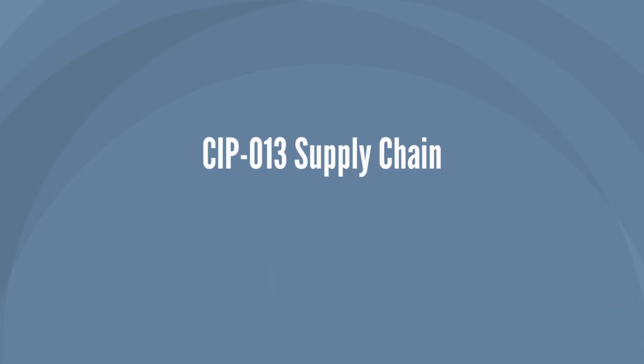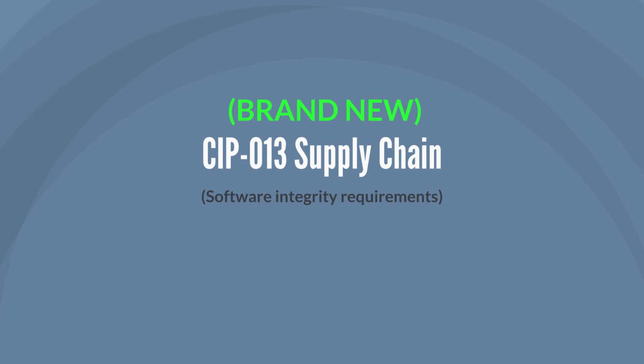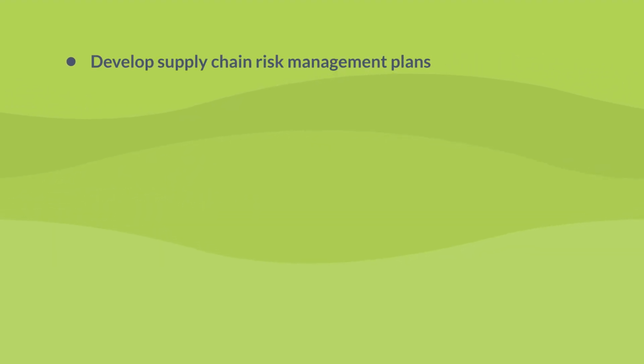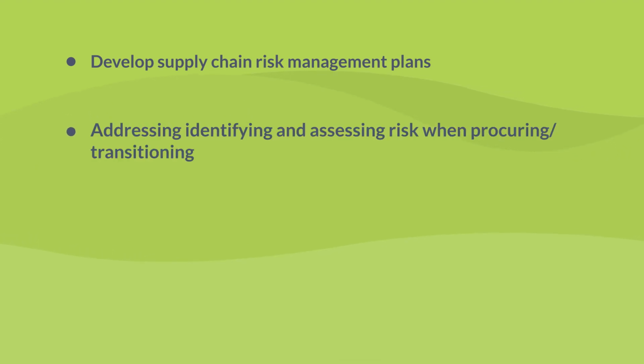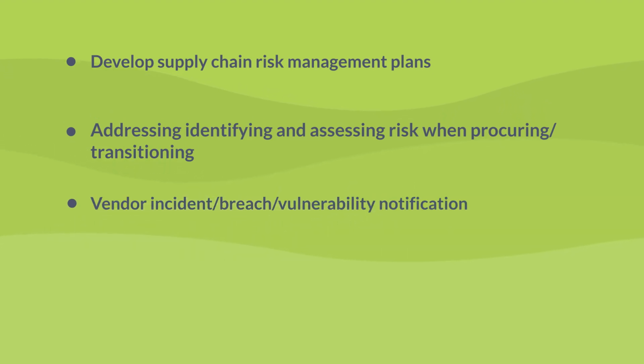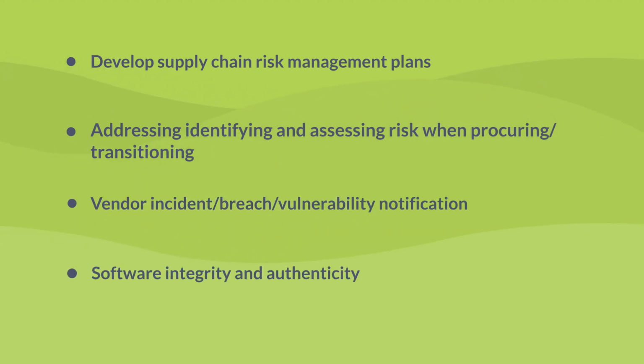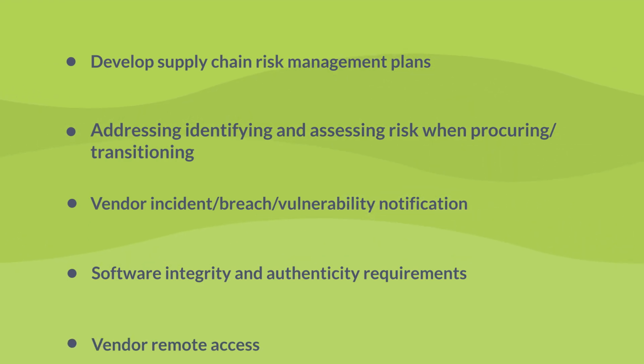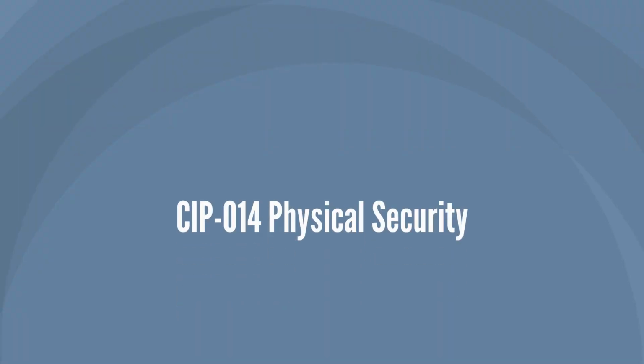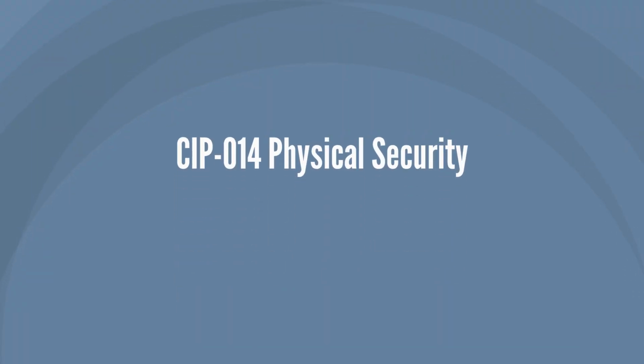CIP 13, Supply Chain. Software integrity requirements. Develop supply chain risk management plans. Addressing identifying and assessing risk when procuring or transitioning. Vendor incident or breach or vulnerability notification. Software integrity and authenticity requirements. Vendor remote access.